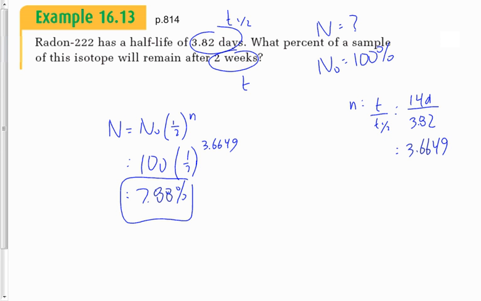pH, did you say? It could be pH. I'm not sure about that. Is it? Probably because it's logarithmic, because there's a logarithm in there. Probably. I'm not really sure about that.